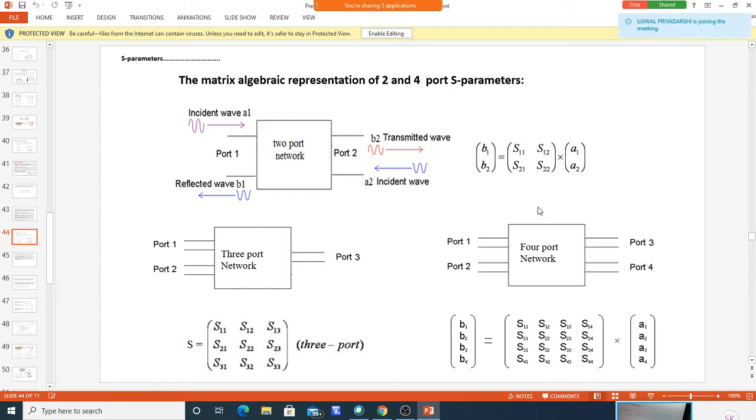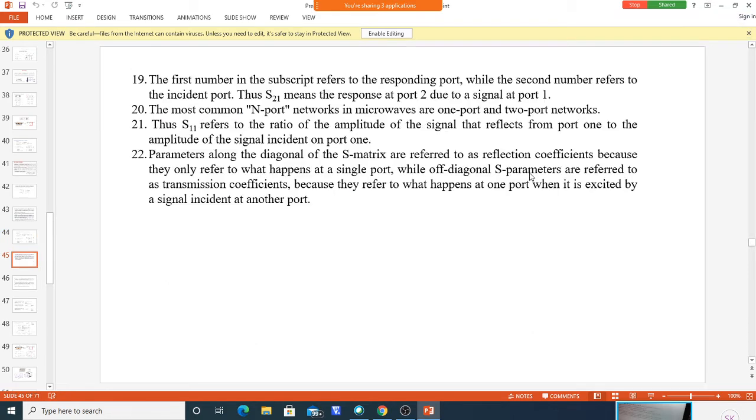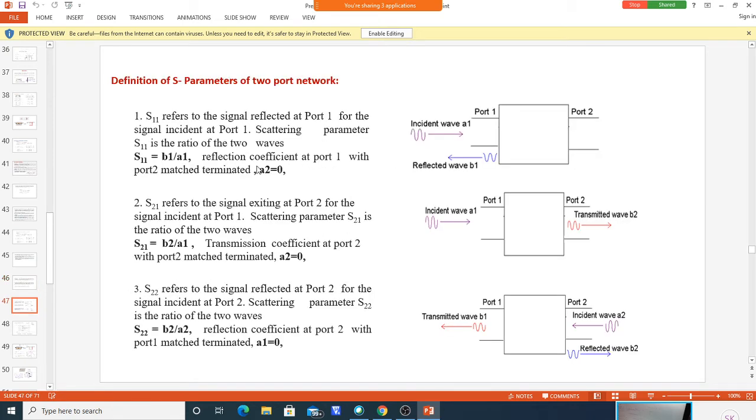Now we will see the definition of these parameters. We will take a two-port network and see how they are defined. These definitions are similar to the Z and Y parameters with respect to the given network. Usually that network is a linear network. So this is, for example, a two-port network. It has port 1 and this is port 2. For this, it has four parameters: S11, S12, S21, and S22.